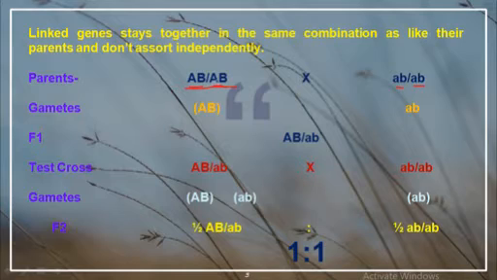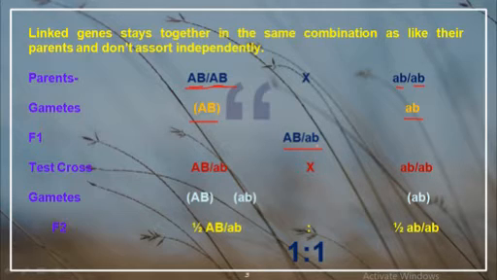Now this particular parent will produce gamete capital AB. Here also it will produce gamete small ab. So the F1 will be formed, which again has linked genes: capital AB slash small ab.